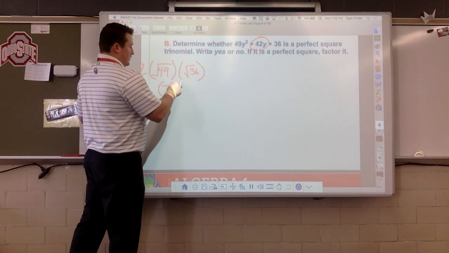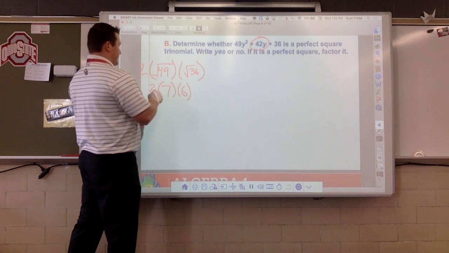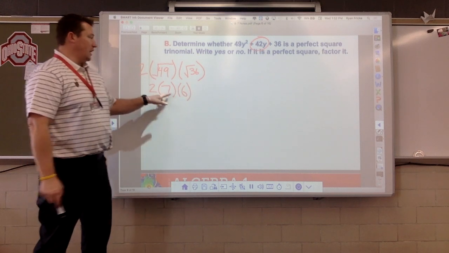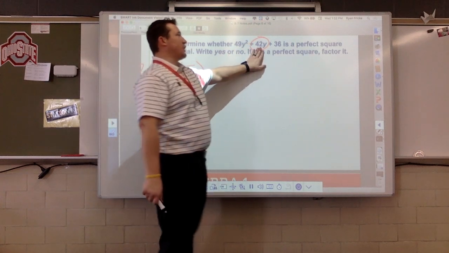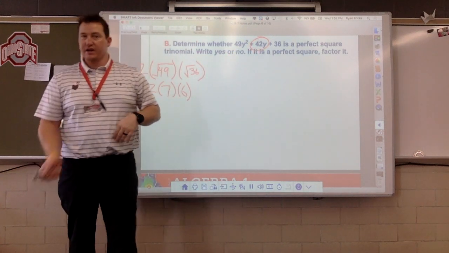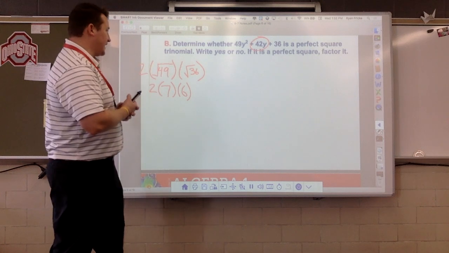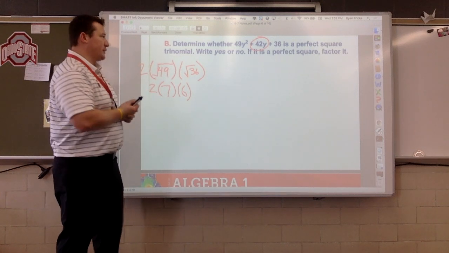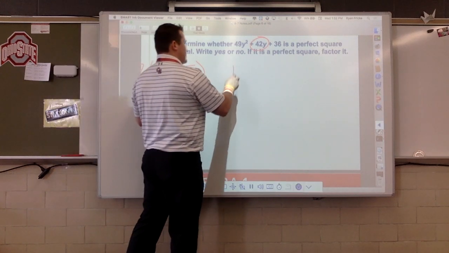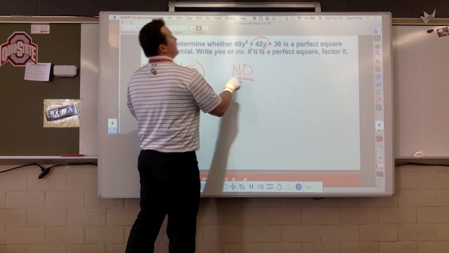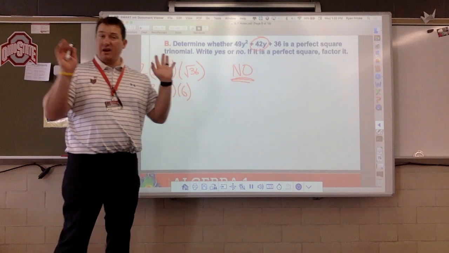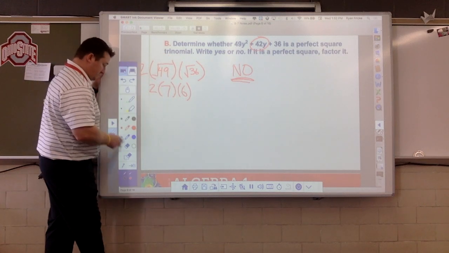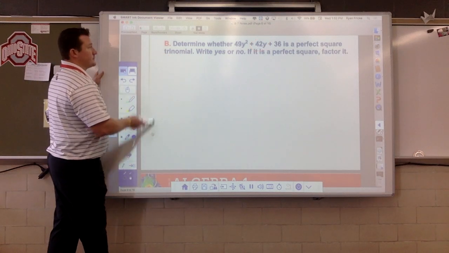7, 6, 2. No, this would be 84. So if it was going to be a perfect square trinomial, that would be an 84. So clearly, this is not an example. So we're just going to write no. Does it want me to factor it? Well, only if it was a perfect square. Hey, we're done there. Heck yeah.